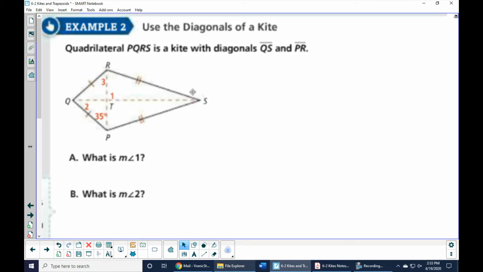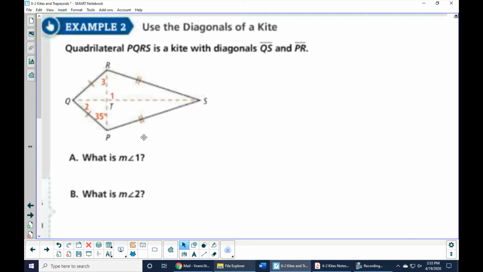But moving along with our lesson here, example 2, we're talking about a kite again. It says that it wants to know, part A, what is the measure of angle 1? Well, here's angle 1 right here, and it looks like it's kind of in that little corner.